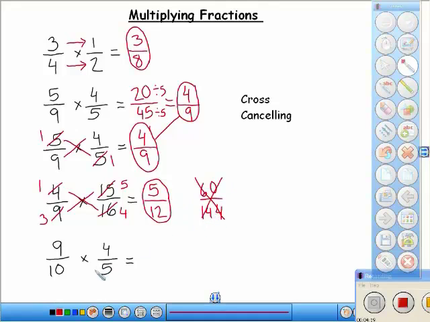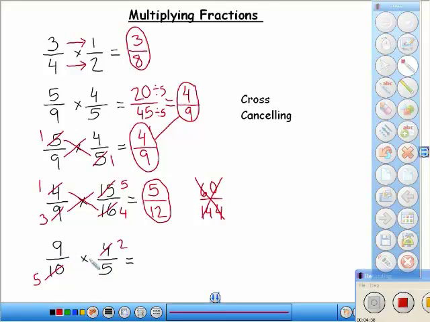So let's do one more down here. Let's see if I can cross-cancel. The 4 and the 10. What's the biggest number that goes into both of those? It is 2. Both of those can be divided by 2. 4 divided by 2 is 2. 10 divided by 2 is 5. What about here? Can I divide these by something?